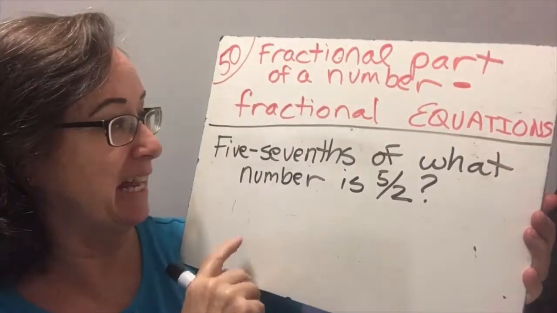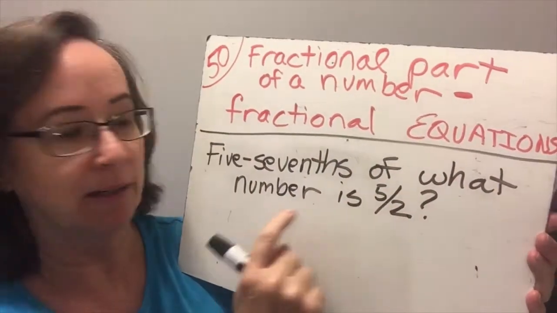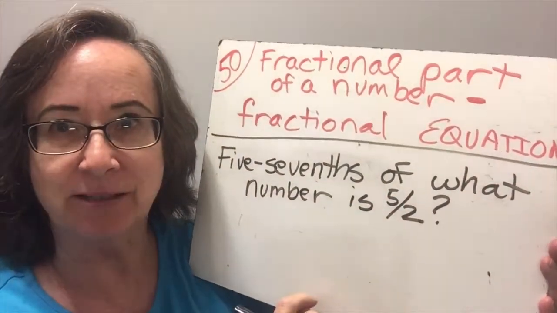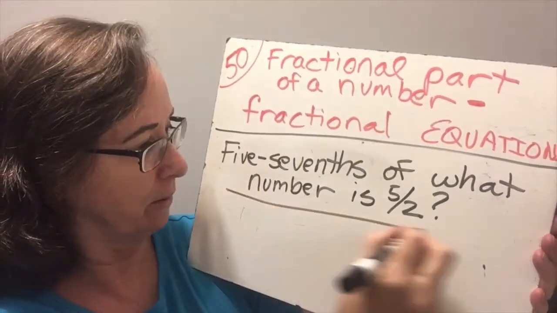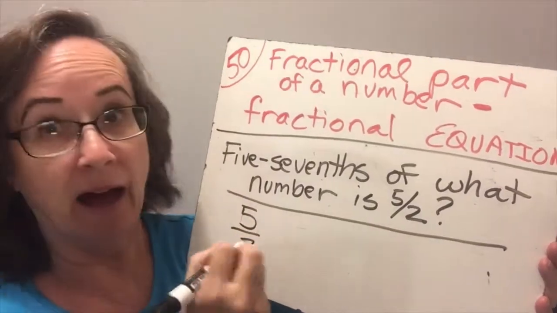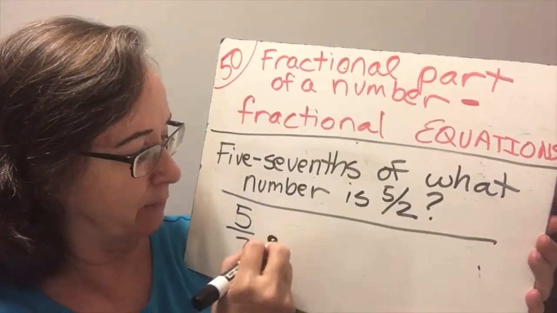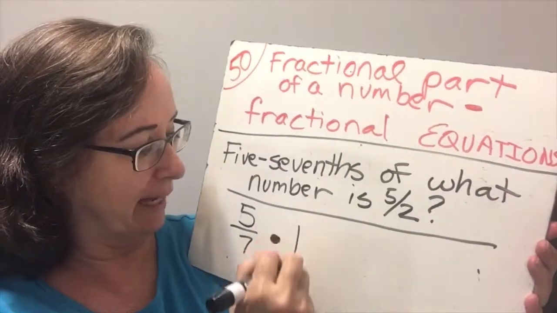Okay, this is example number 2. 5/7 of what number is 5/2? Okay, so 5/7 we know looks like this. Of will always be replaced with times. What number, we can just call that n.